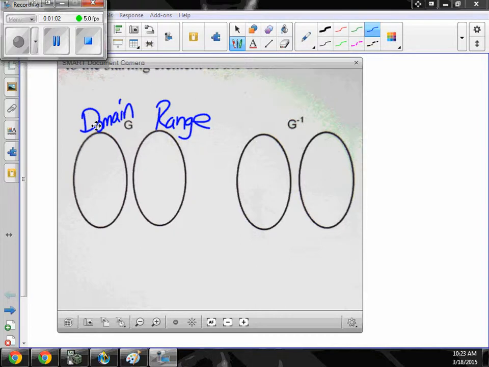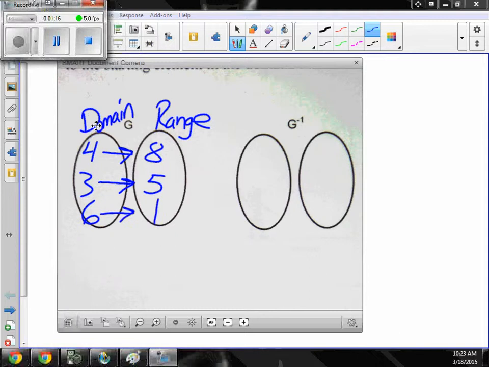So let's say I had the number 4 and I attached it to the number 8. And then 3 got attached to the number 5, and 6 got attached to the number 1. That is a function. And the rule that a function must follow is that every item in the domain is only attached to one item in the range. So things in the first list are connected to things in the second list, but nothing in list 1 is connected to two items in list 2.